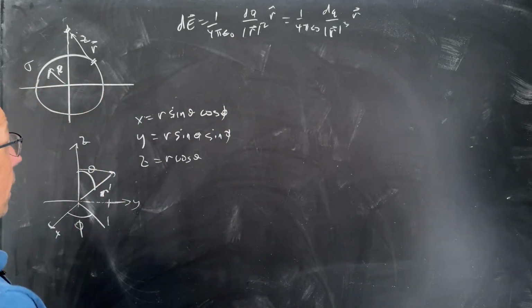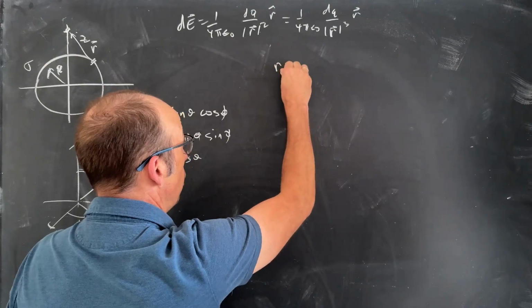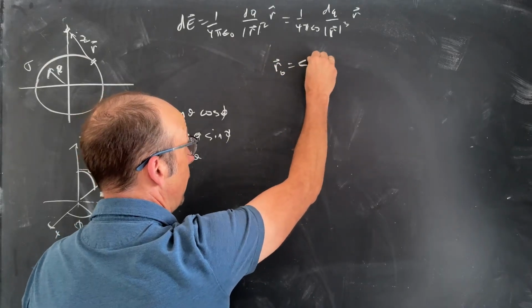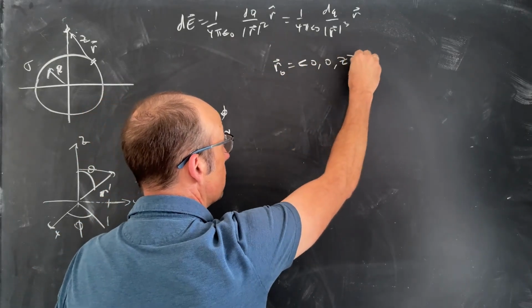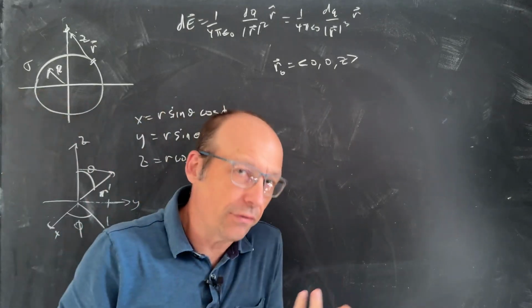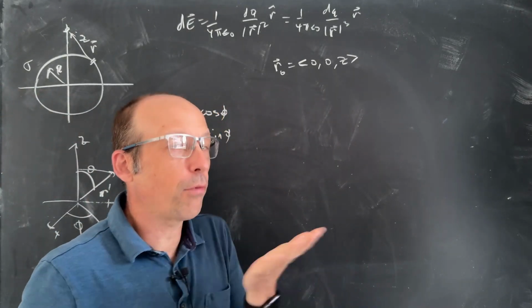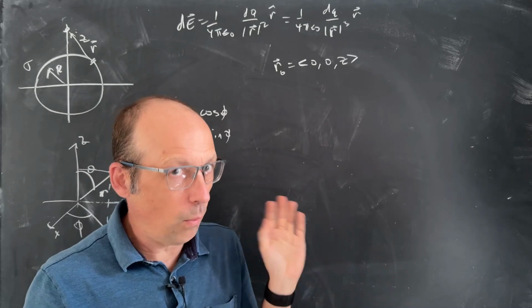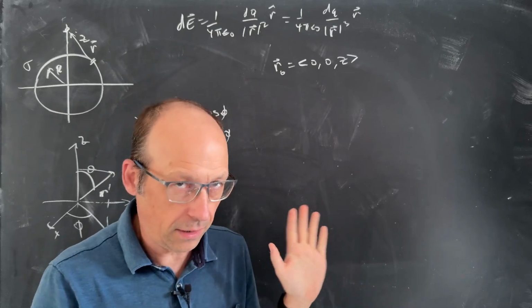So with that, I'm going to say my observation location, r_O, is going to be the vector 0, 0, z. I'm going to leave it like that, right? Because z is a parameter, it's not a variable. And I want the answer in terms of z, so I'm just going to leave it like that.